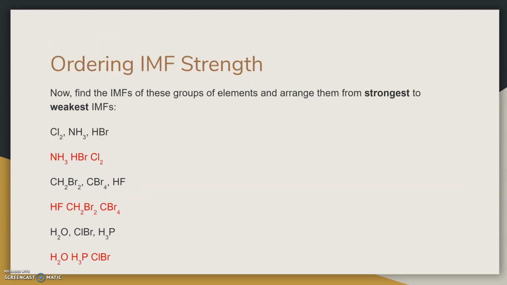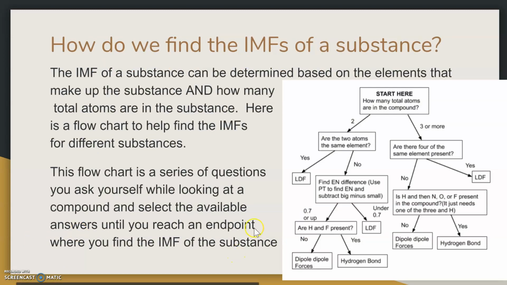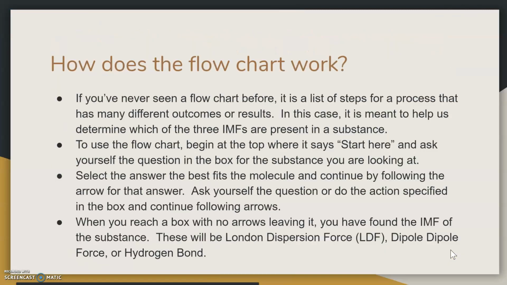And then the last question, we've got H2O, ClBr, and H3P. So let's start with water. Water has 3 atoms, so it's going to be over here. Are there 4 of the same element present? No. Is H and then N, O, or F present? Yes, right? Because we've got H and then we've got O. So it's a hydrogen bond. So that one's going to be the strongest.